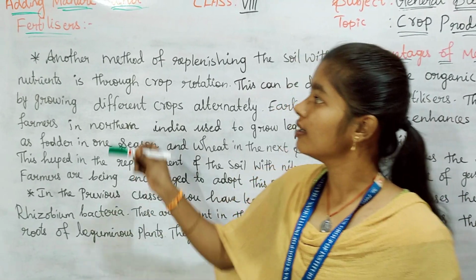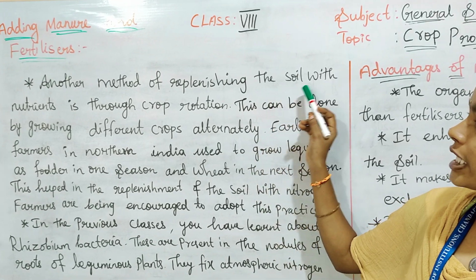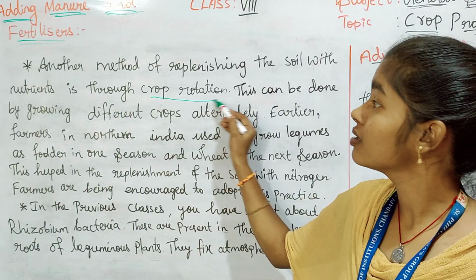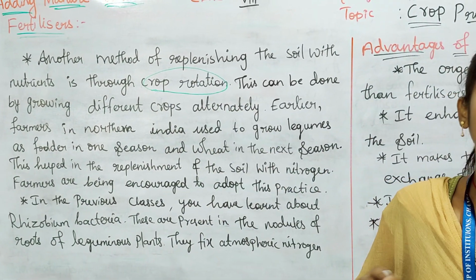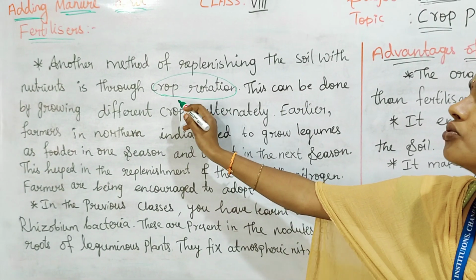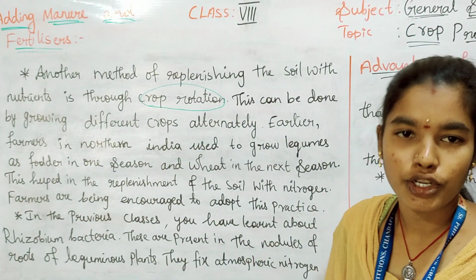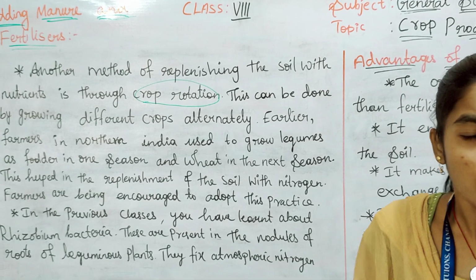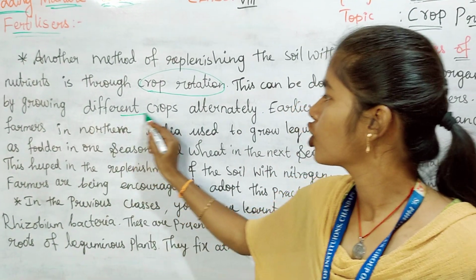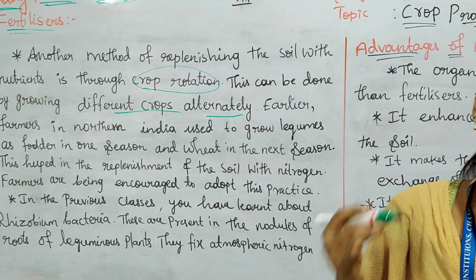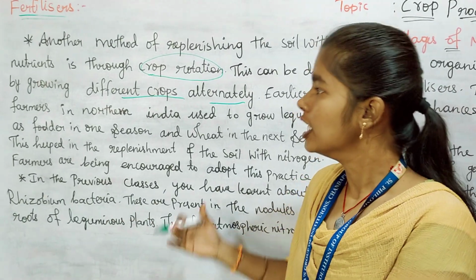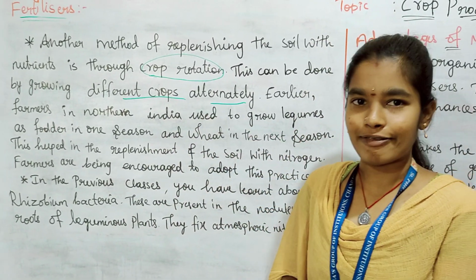Another method of replenishing the soil with nutrients is crop rotation. The first one is adding manure, and the second one is crop rotation. Crop rotation can be done by growing different crops alternately. Not only the same kind of crop is grown in the field; different crops are grown alternately.